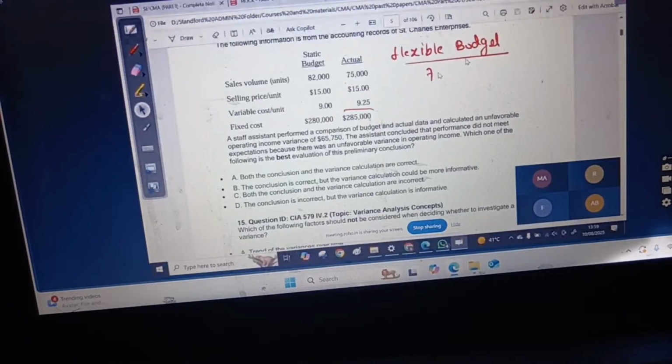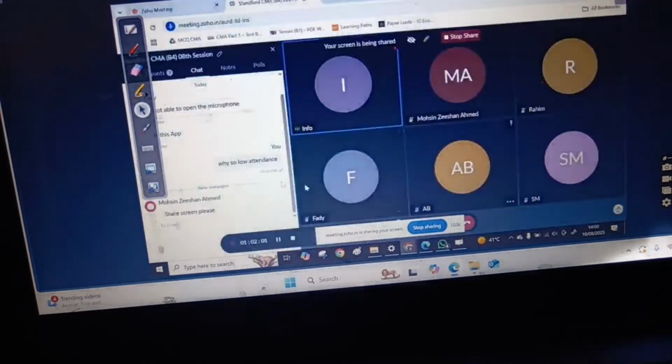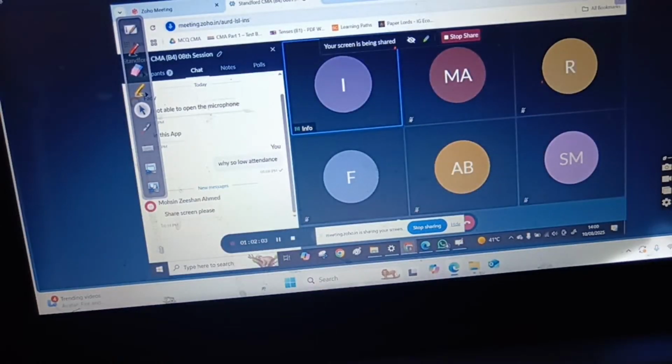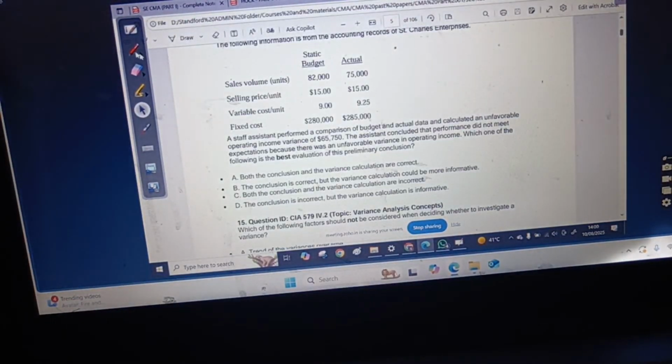Same for static budget. How much is that? Same method. 123 is the sales, 1,230,000.